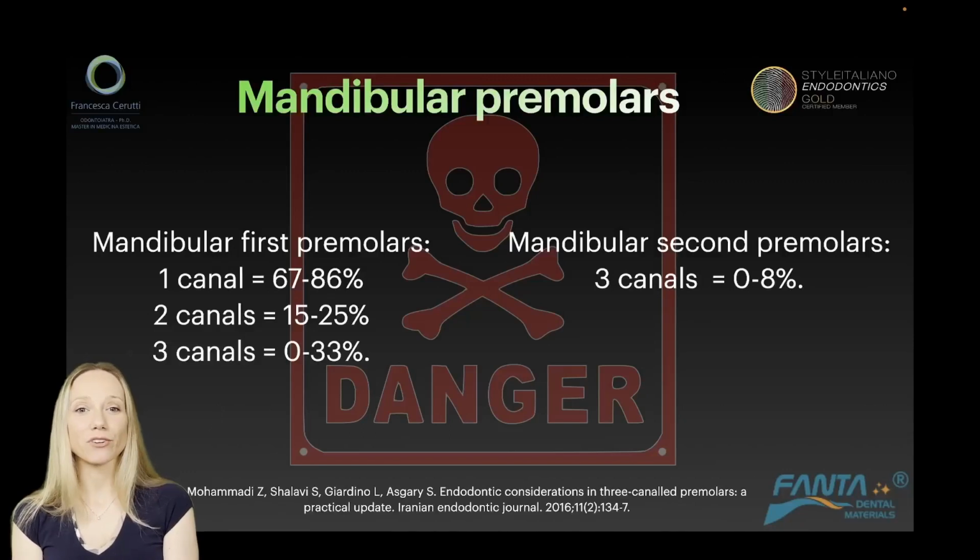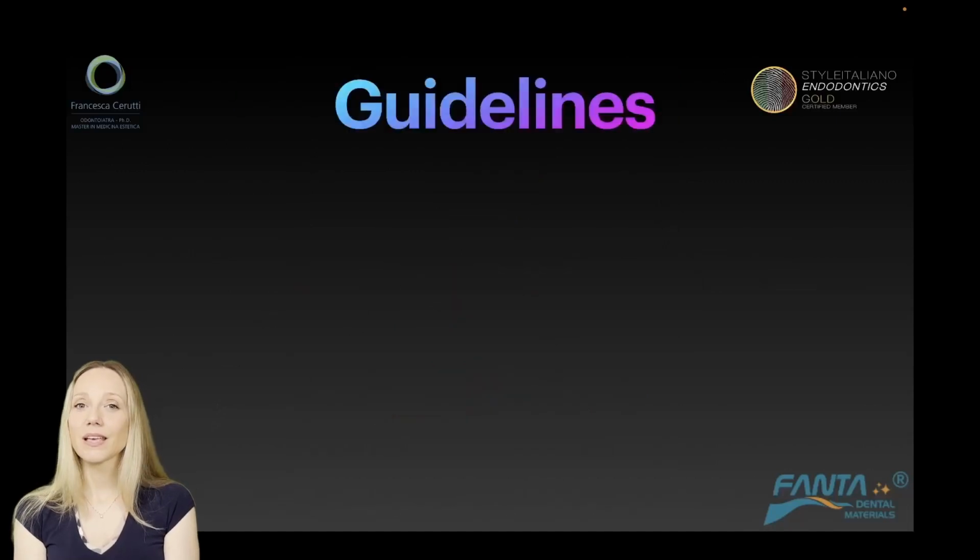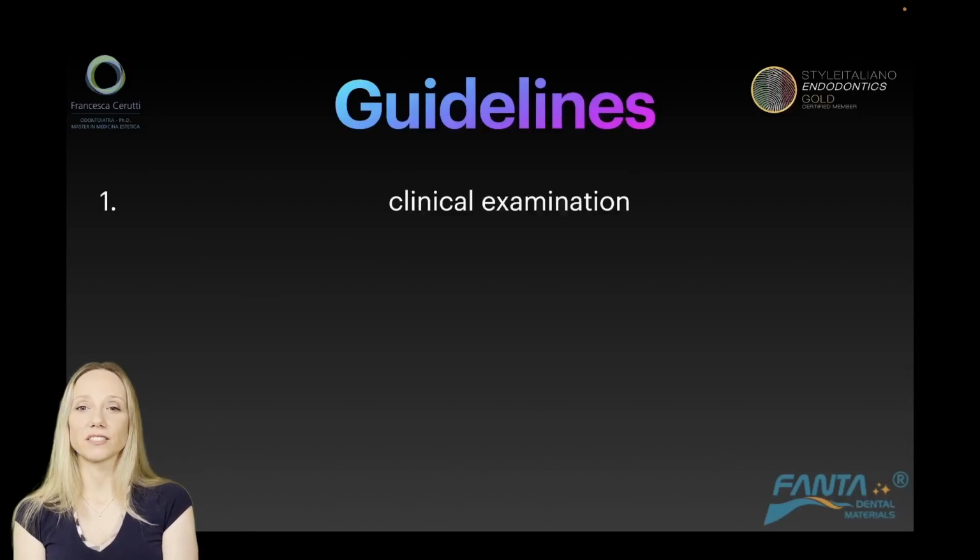So talking about numbers, mandibular first premolars have one root canal in 67-86% of cases, two canals in 15-25%, and three canals in 0-30% of the cases reported in the literature. Mandibular second premolars can have three canals only in 0 to 8% of cases, depending on the study you are considering. So they are not really frequent to find. But if you find them, how are you going to approach the case?